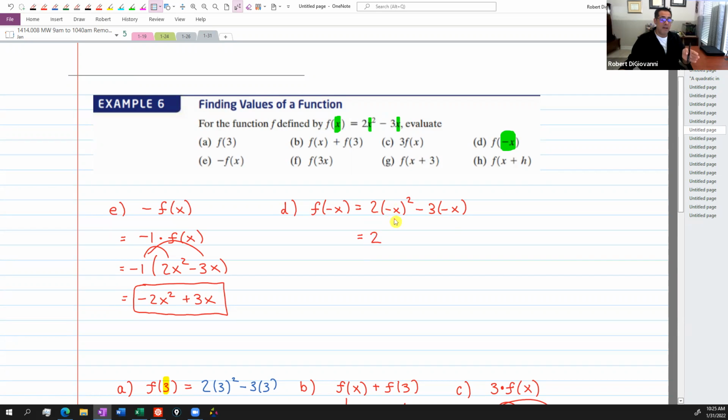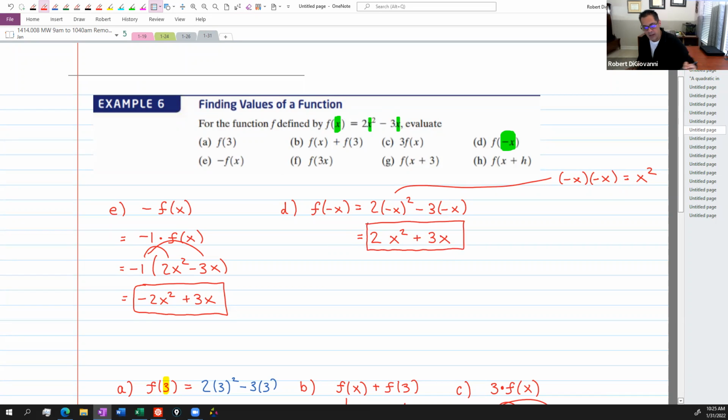Now, if I take -x and multiply by -x, right, that's what this means, negative x times -x, that should give me a positive x squared, because they're both negative. So when I multiply them, I'm gonna get positive x squared. So this just becomes x squared. And then this one is a -3 times -x. Negative times negative is positive, so we get positive or plus 3x. This is what f of -x is.